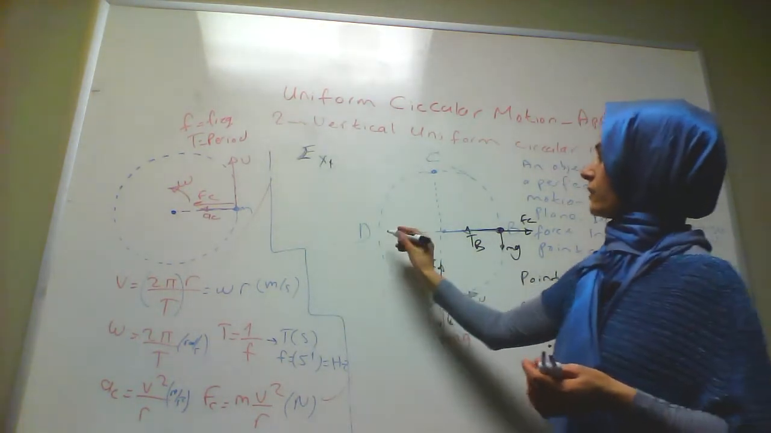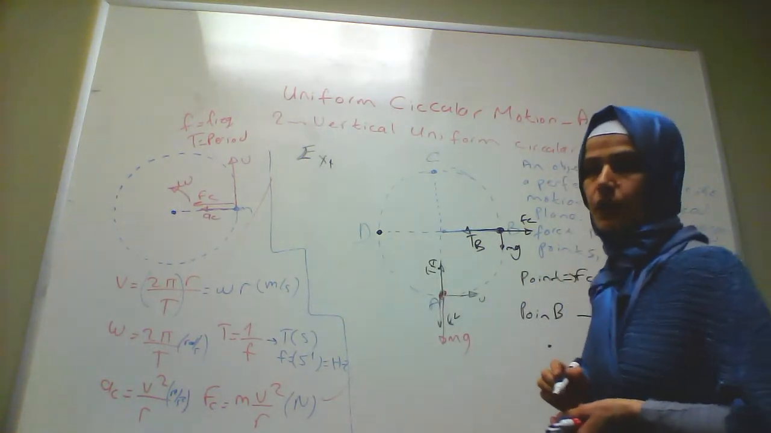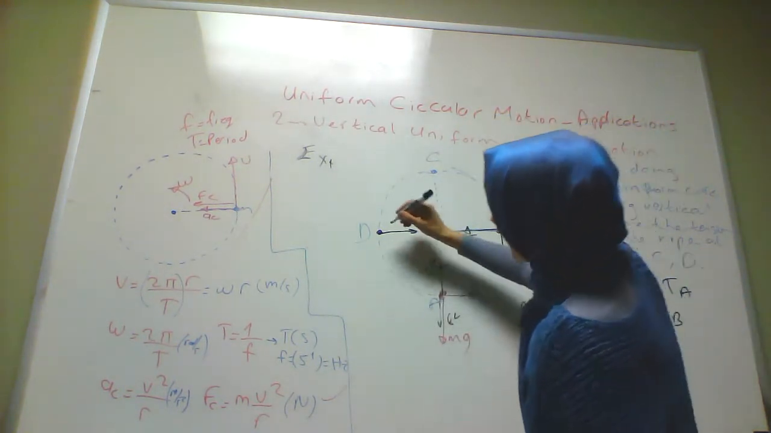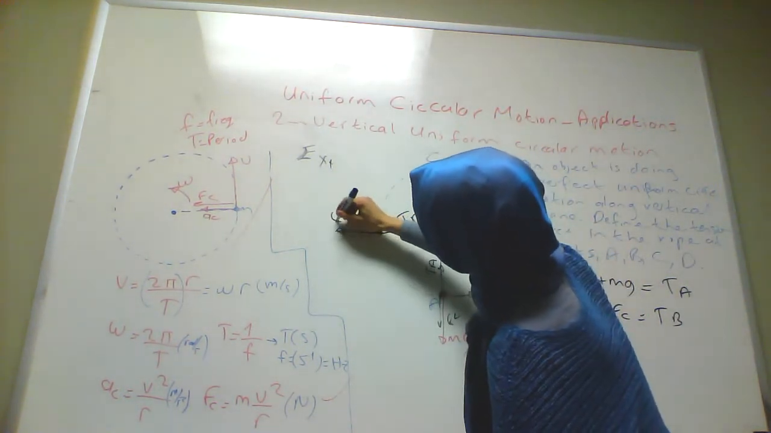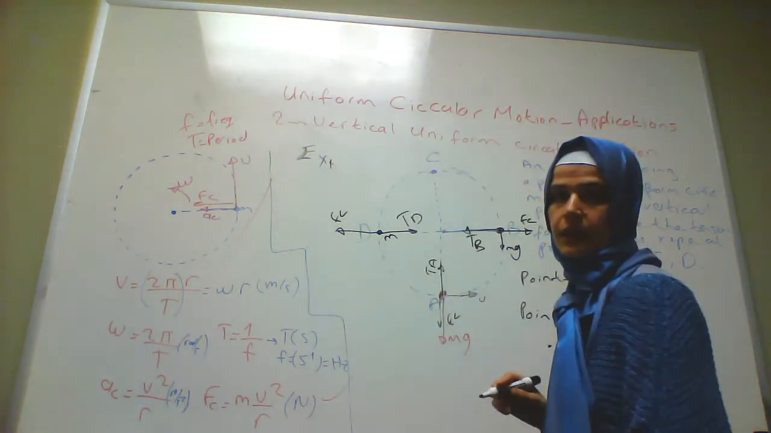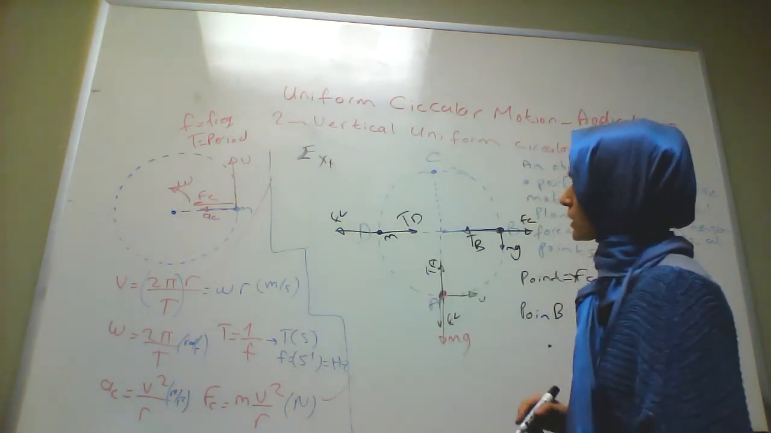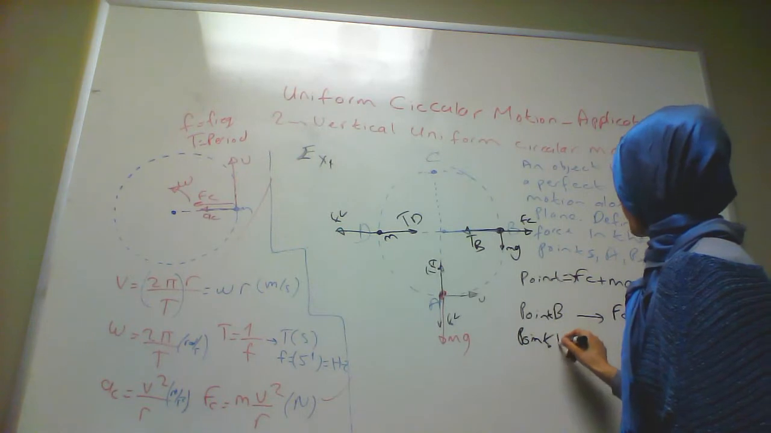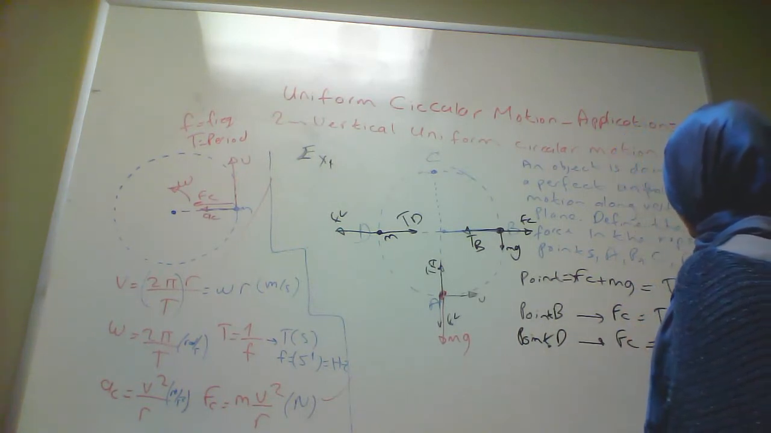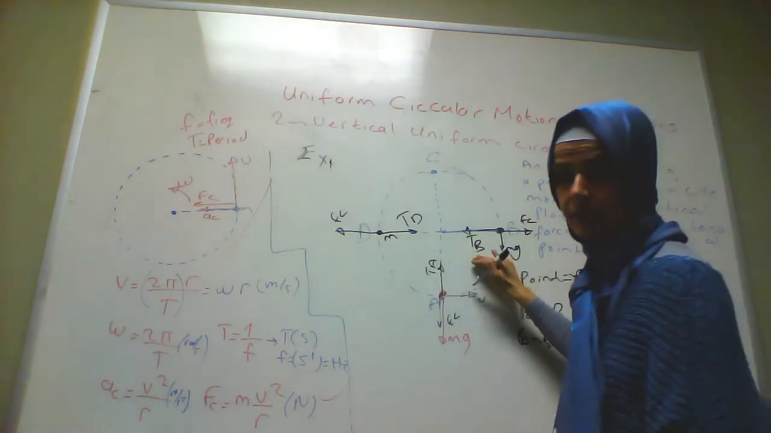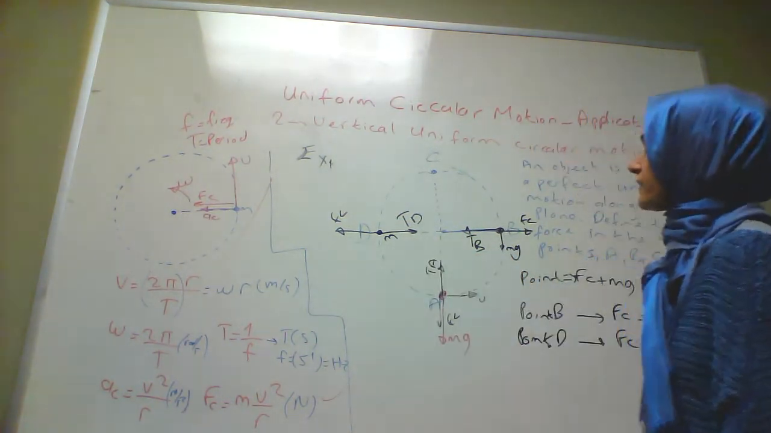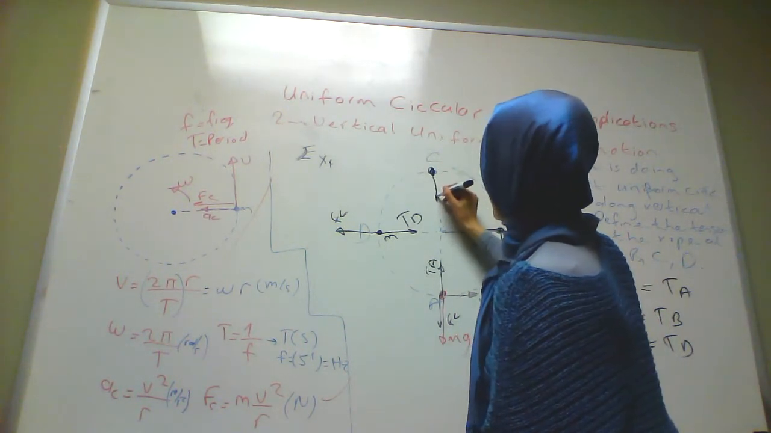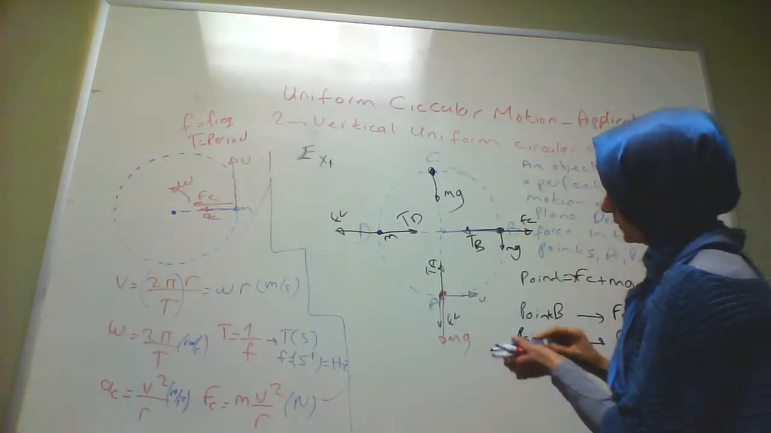Directly, if I jump to D and look at it, I will have a similar situation, only the direction will be opposite. TD is pulling in the right direction, Fc will be pushing outward, and I'm still not interested in mg. Now it does not have an effect on the tension force, so at point D as well, we'll have the same situation. Point D, we'll have Fc is equal to TD. So TB, the tension force at B, is equal to the tension force at D. Only different positions.